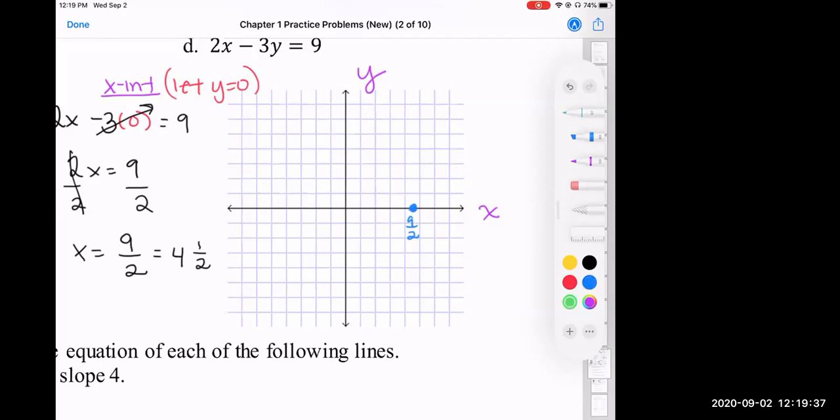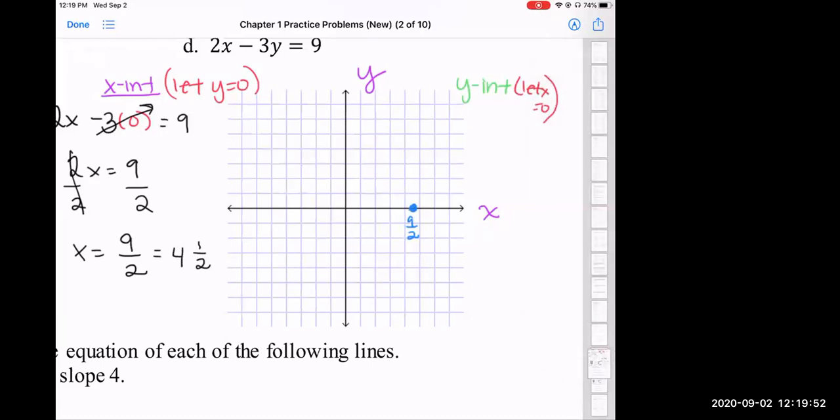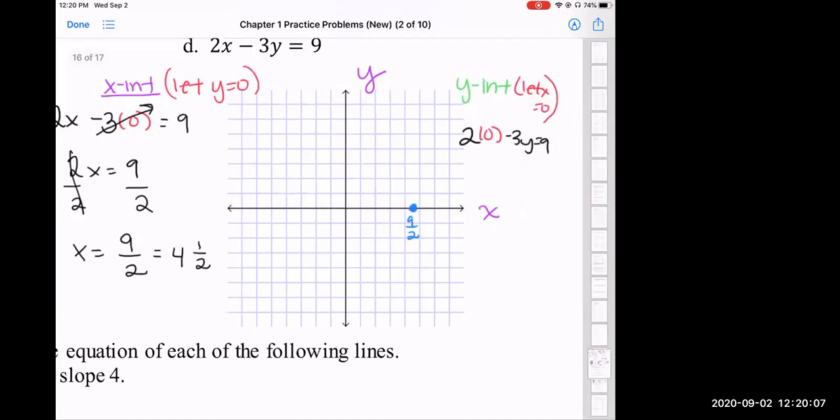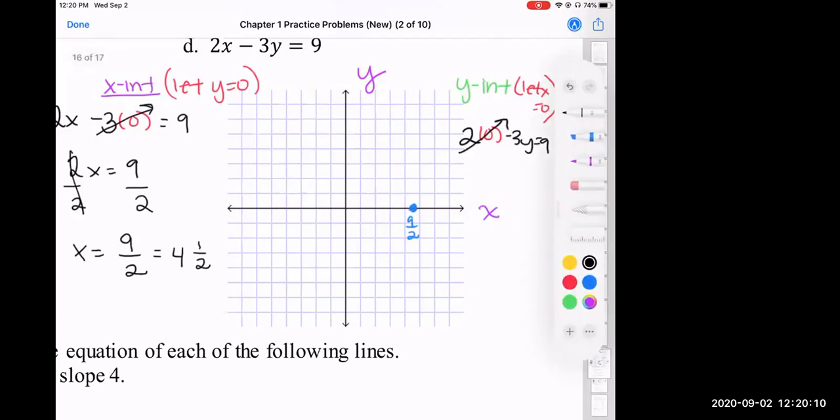So to find our y-intercept, we're going to let the other letter be 0. So let x equal 0. Okay, if x is equal to 0, we're left with 2 times 0 minus 3y is equal to 9. And then we go ahead and solve. So 2 times 0 is gone. We're left with negative 3y is equal to 9. We divide by negative 3, divide by negative 3, y is equal to negative 3.